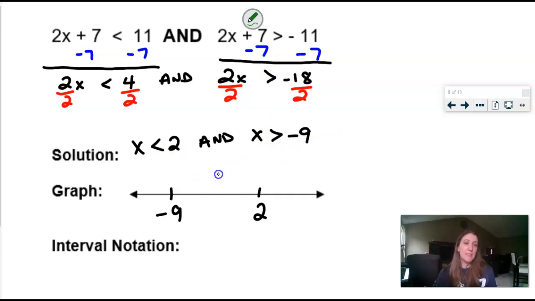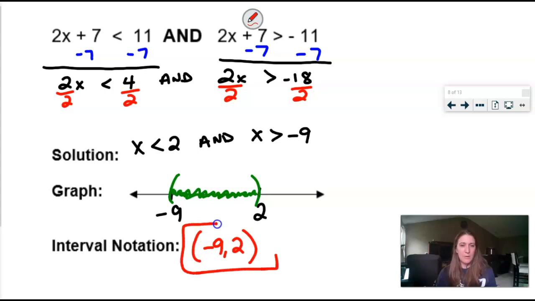So I want everything less than 2 and greater than negative 9. And that would definitely be the numbers that are in between them. They both have parentheses on them because there's no equal to symbols anywhere. And I'm ready for my interval. So my interval goes from negative 9 to 2 in that order, parentheses on both.